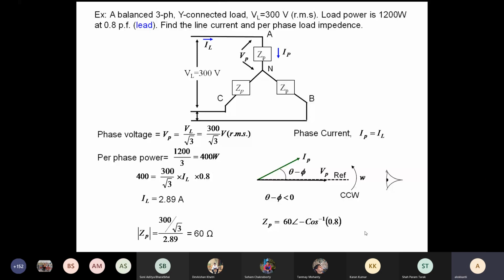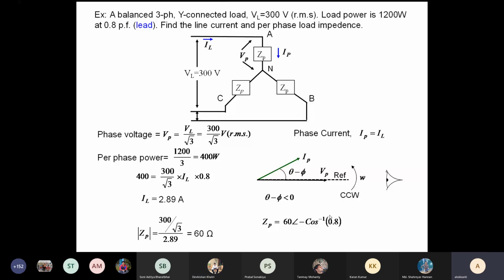Can we write power equals V square by R? Is that the correct method? No. Where is your R here? You don't know R. You are not given R, and you are not considering the power factor also.